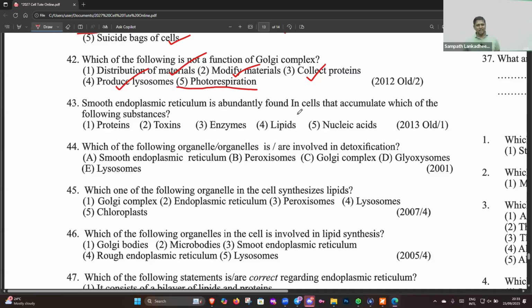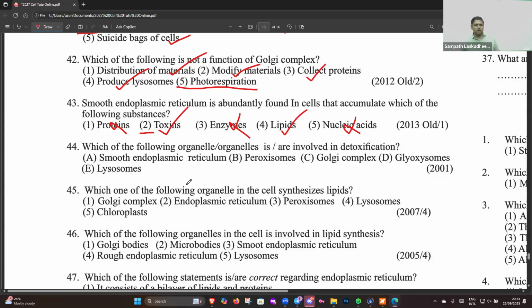Santosh says toxin. Any other answer, people? Someone says enzymes. Please send your answers to the main chat. So I now have two answers. Protein, no. Toxins, yes, because it carries out detoxification. Enzymes, no. Lipids can be, because the smooth endoplasmic reticulum is involved in synthesizing lipids and carbohydrates. So you can take two answers here, but my best answer is toxin.